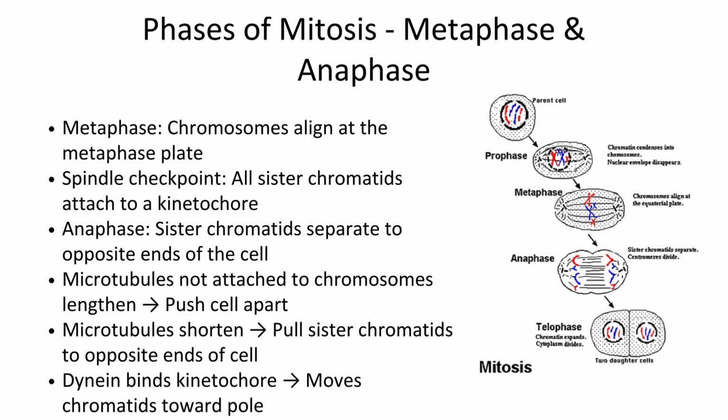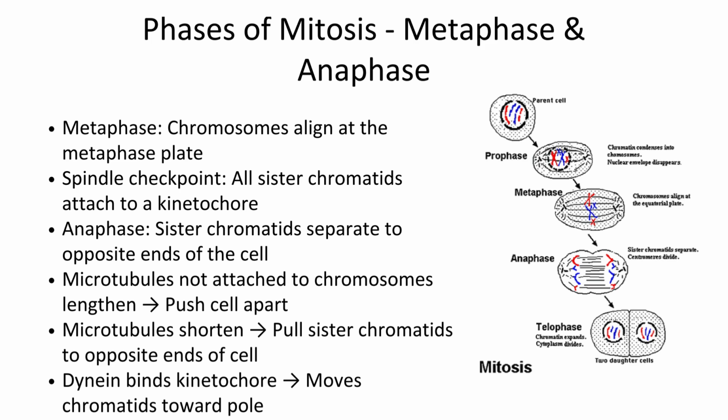Some sources include a separate stage called prometaphase, where the nuclear envelope breaks down completely and the spindle fibers firmly attach to kinetochores. You can remember this as a transitional step between prophase and metaphase, but for exam purposes, it's often considered an extension of prophase.